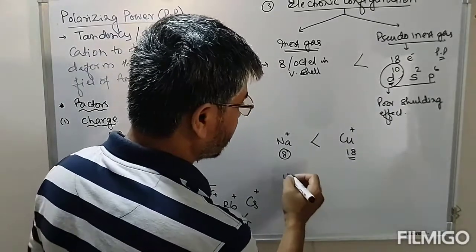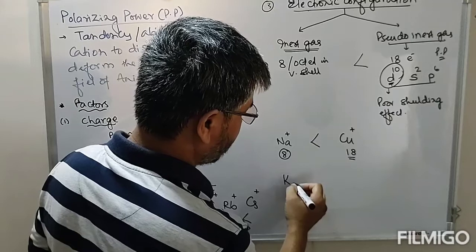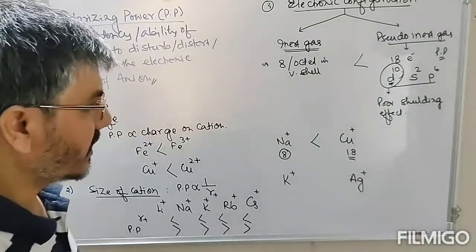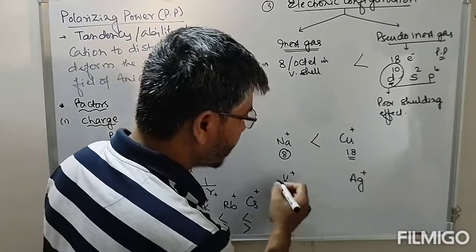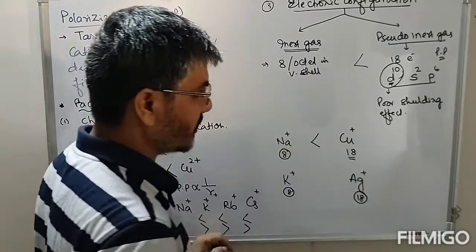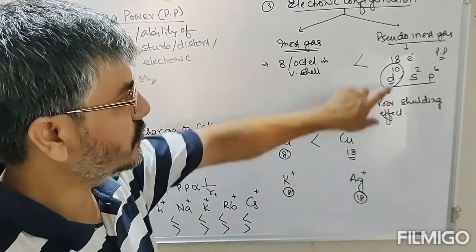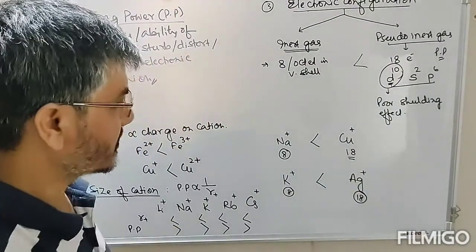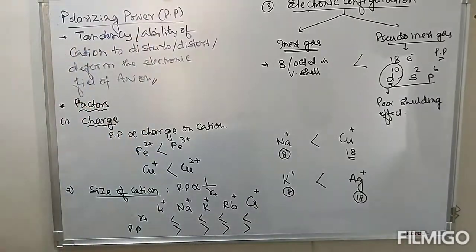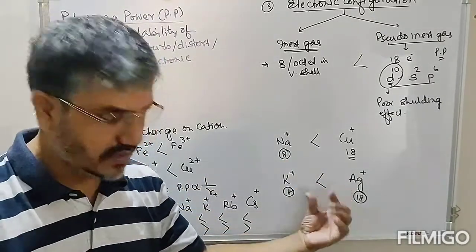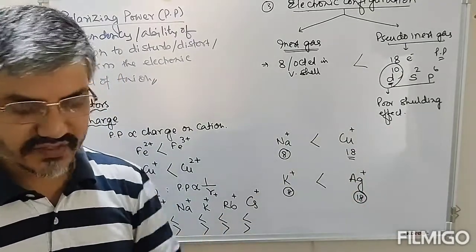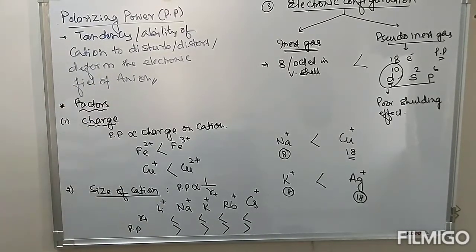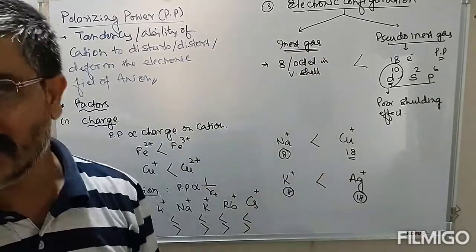Similarly, we can take K+ and Ag+. Again, look at this. Potassium has 8 electrons, silver has 18 electrons, so we have a pseudo inert gas configuration. Again, we have the poor shielding effect of the 10 d electrons. So the polarizing power of the silver plus ion is greater than that of the potassium ion. Along with this, we have to see the electronic configuration, whether we have the pseudo inert gas configuration or not, along with the charge and the size. So this is the polarizing power of the cation.